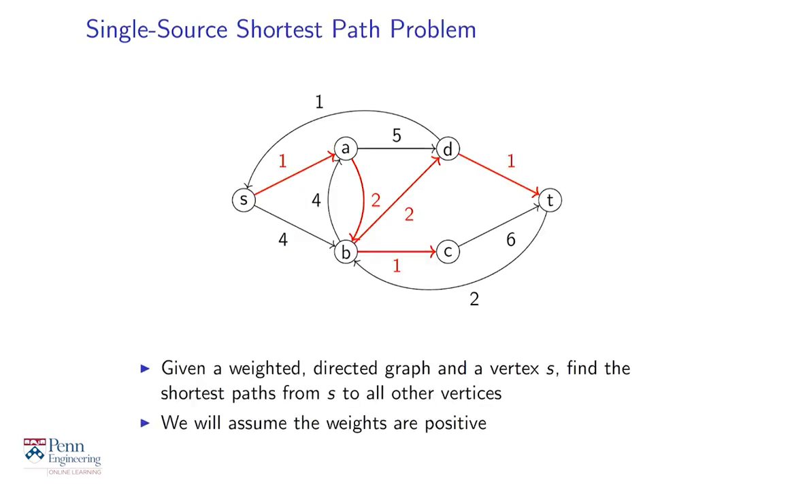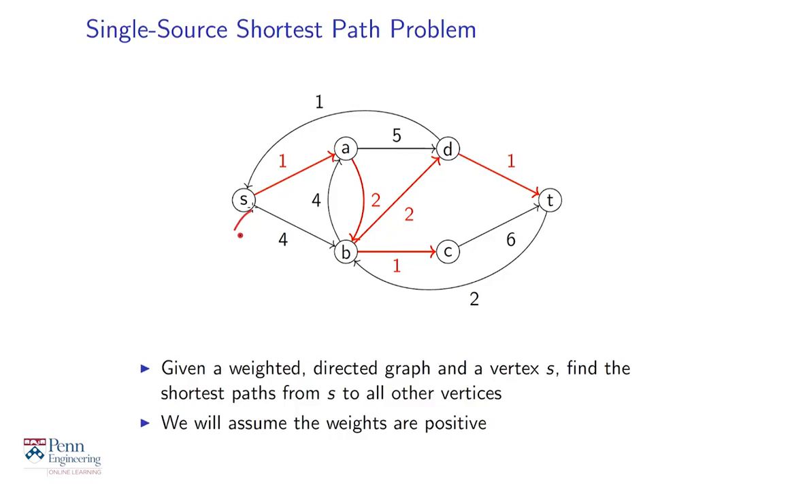So the first shortest path problem we're going to look at is the single source shortest path problem. In this problem, you're given a weighted directed graph as shown in this figure. And you're also given a special vertex called the source. That's marked by the letter S here. This is the source. And in the single source shortest path problem, you want to find the shortest path from the source to every other vertex in the graph.